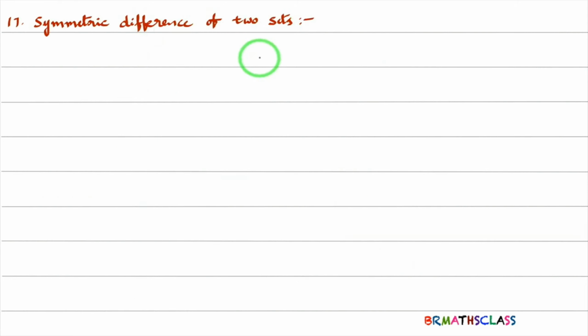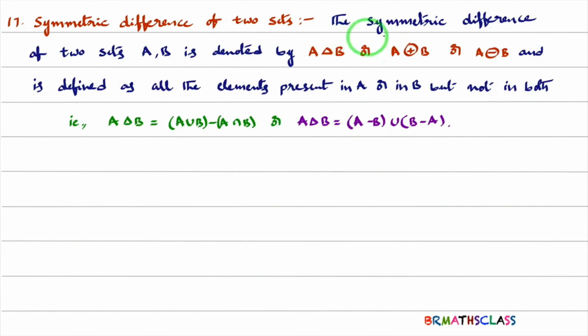Symmetric difference of two sets. How is the symmetric difference of two sets defined? The symmetric difference of two sets A, B is denoted by A delta B. You please observe here, the symmetric difference of two sets A, B is denoted like this, A delta B. In some books, they denote the symmetric difference between two sets like this also.